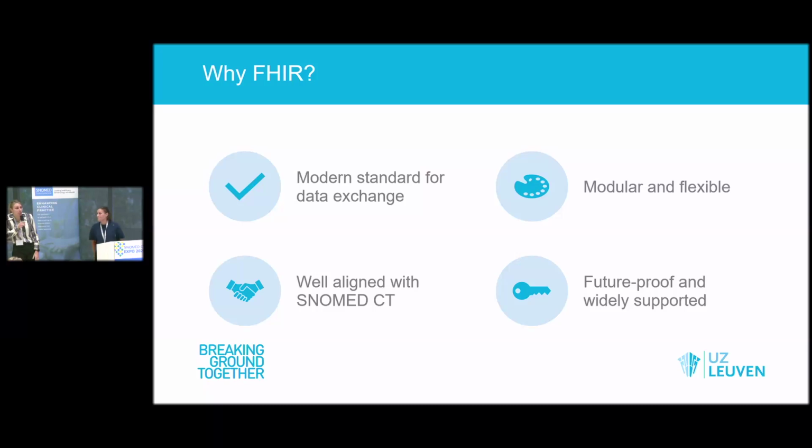And the same thing a little bit with FHIR. I hope most of you already heard of FHIR or know what FHIR is. But it's very modular. You have these different resource types where you can put in different kinds of information. And it's well aligned with SNOMED CT in the sense that you can easily enter different coding systems, different terminologies, and input them into your resources. It's also very future-proof and it's widely supported. There are many versions that are being sustained by the International HL7 organization.